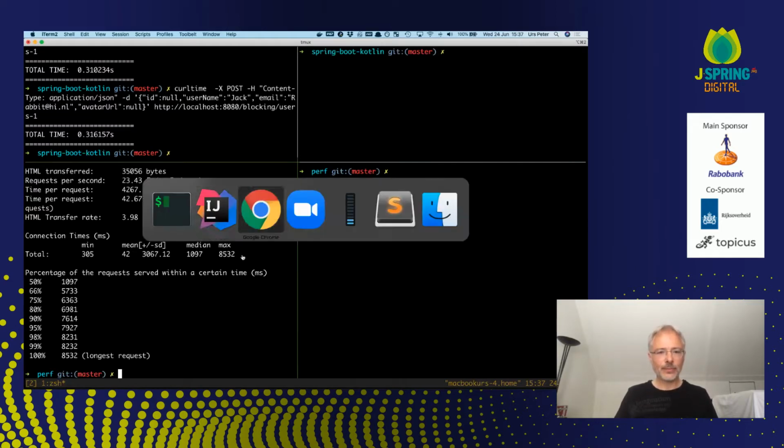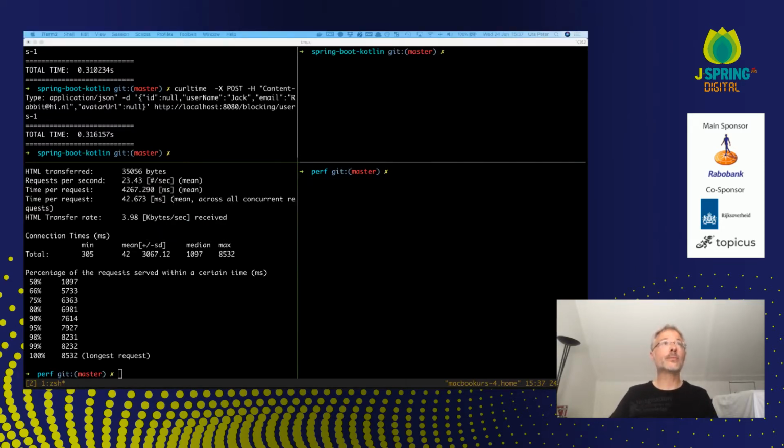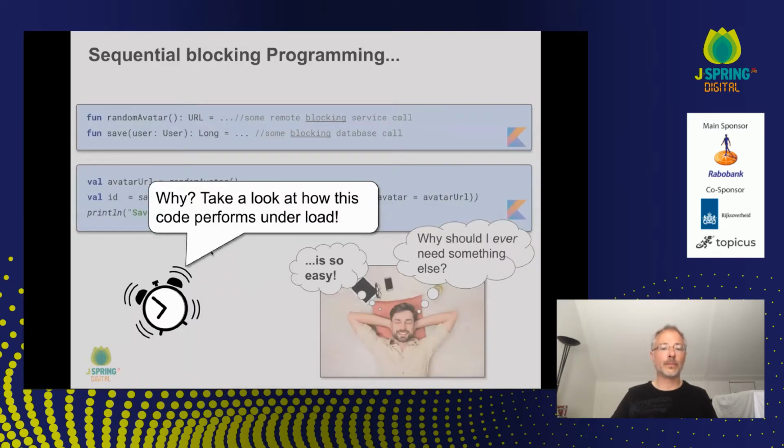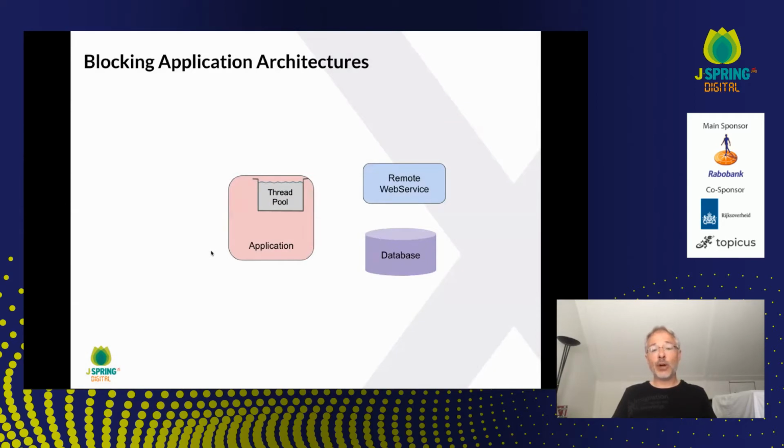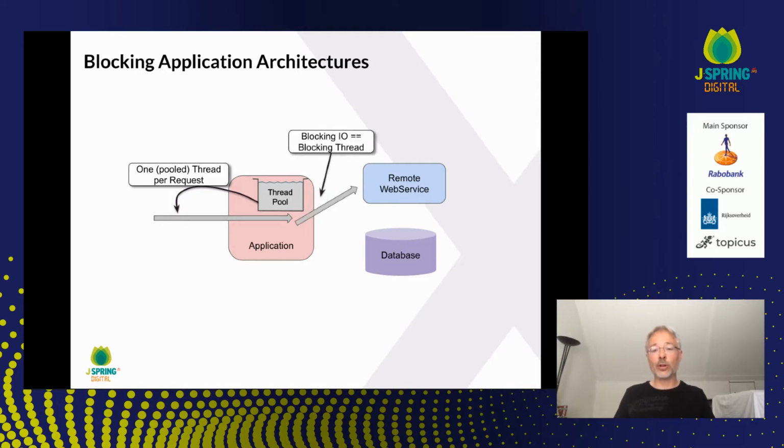Why is that? Let's try to find an explanation. So let's look at our architecture. What we have here is our application, and we have some thread pool in this application. Whenever a request comes in, a thread will take it out from the pool and will be associated with this request. Then the thread, in this case, does the remote network call, which is blocking IO. So the thread will be blocked until it gets a reply. Once it gets a reply, it does the call to the database, which will block again. And once the database responds, the transaction will be committed, all in the same thread, and the response will be returned.